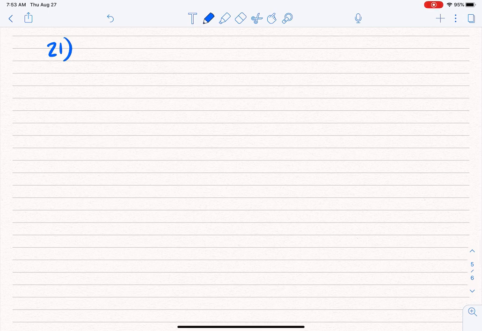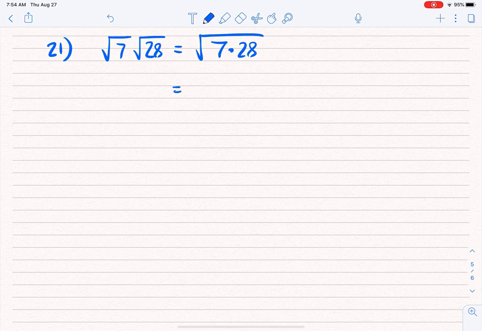Now let's take a look at number 21. 21 says, I love this one, the square root of 7 times the square root of 28. I love this because I have no idea what the square root of 7 is, and I have no idea what the square root of 28 is. But yet this problem simplifies so easily because I can combine them to 7 times 28. Now that might not make your life seem a whole lot easier at this point because you go, wait a minute, 7 times 28, that's 196. And maybe you don't know the square root of 196. Now, I do. Yay! But you might not.